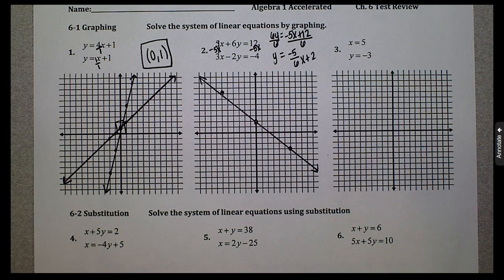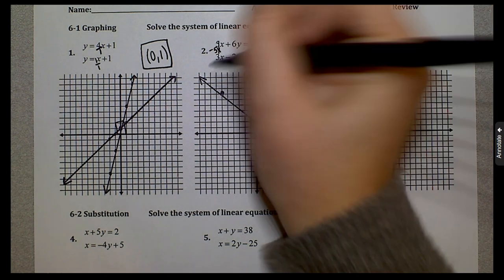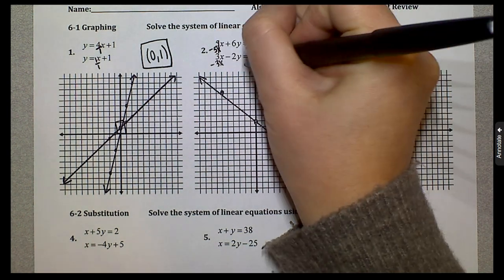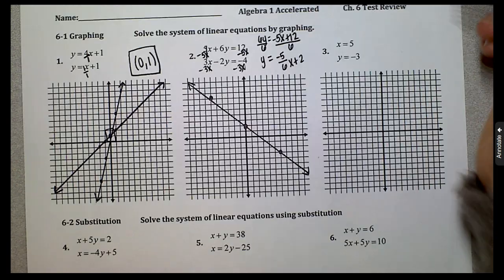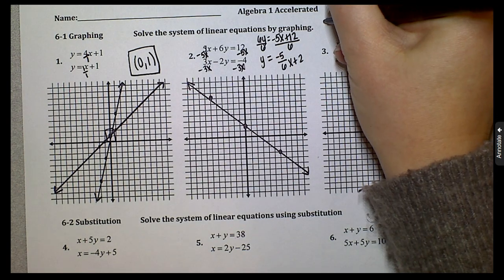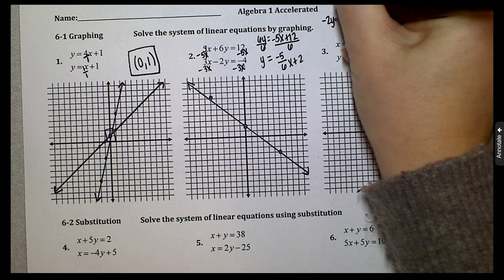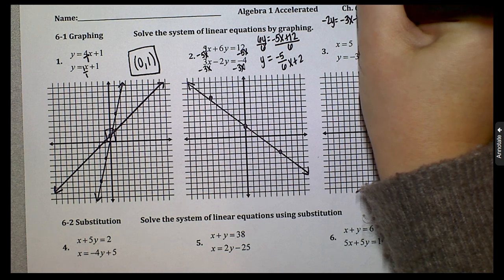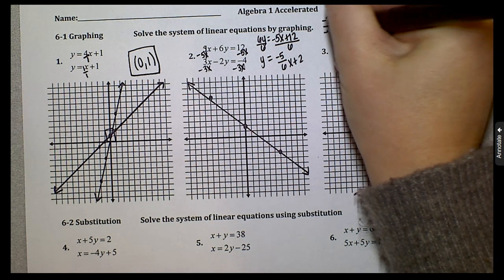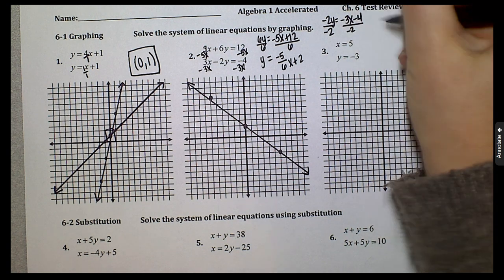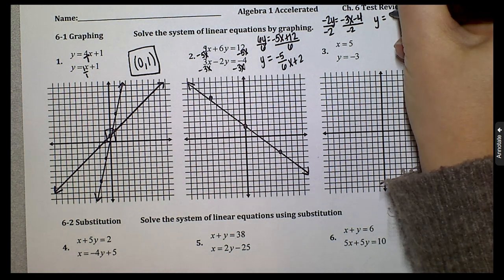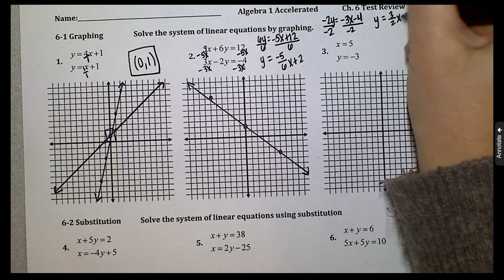And basically, we have to do the same thing with the other equation. So I'm going to move that 3x. I've kind of run out of room here, so I'll just do my work up here. I get negative 2y equals negative 3x minus 4. And I'm going to divide everything by negative 2, and I'll get y equals 3 over 2 x plus 2.